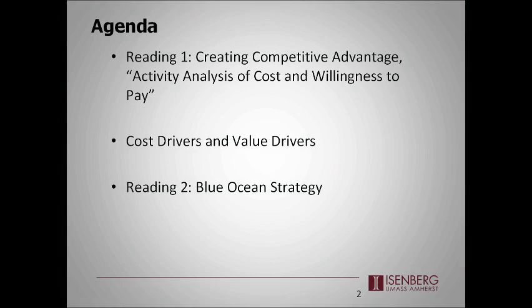The agenda is to first talk about the key points from the HBS note on creating competitive advantage. And it's just the section on activity analysis of cost and willingness to pay that will be focused on. Next is to identify a number of the most common cost drivers and value drivers for organizations. And this is a topic that's not covered in detail in the HBS note, but it is still very important to understanding business level strategy. And last is an overview of the HBR article on blue ocean strategy.